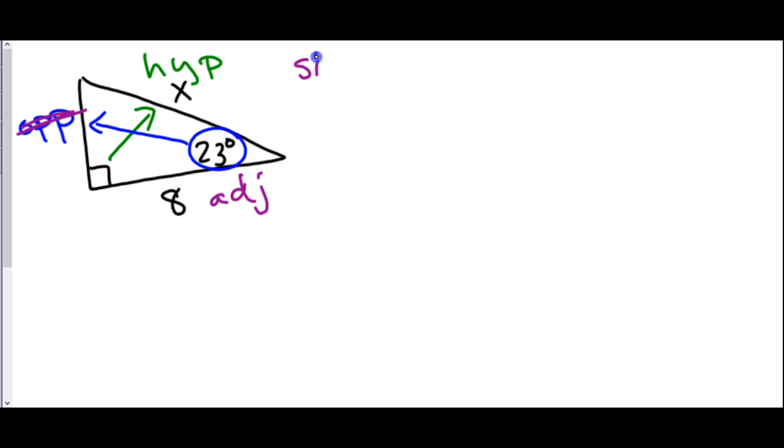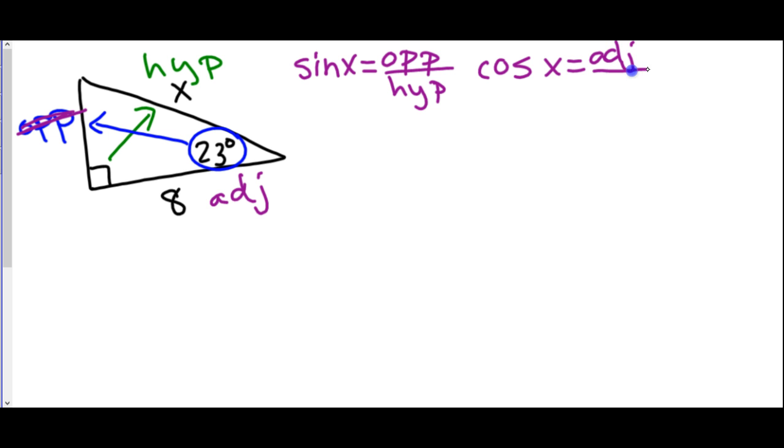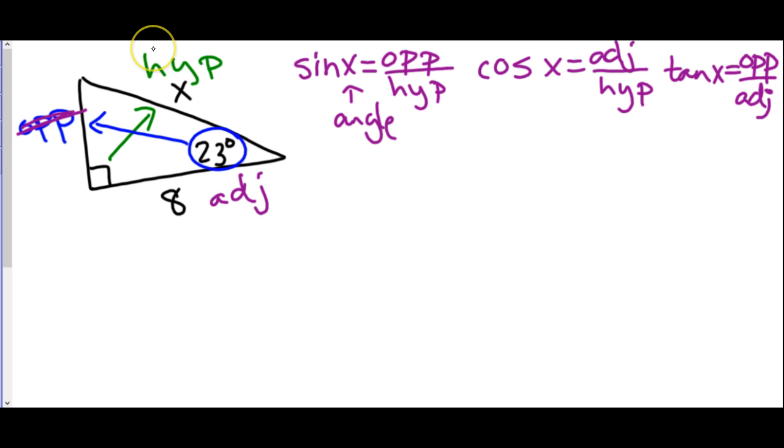So now we look at our three different formulas. We have sine is opposite over hypotenuse. Cosine is adjacent over hypotenuse. And tangent is opposite over adjacent, where in this case, the x's for the formulas are the angles. These are talking about the angle itself, not necessarily the x I have written on the triangle.